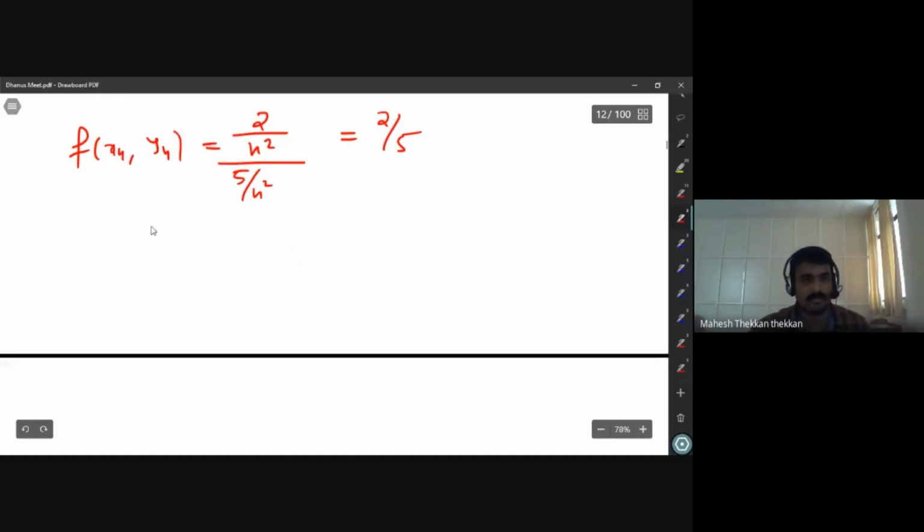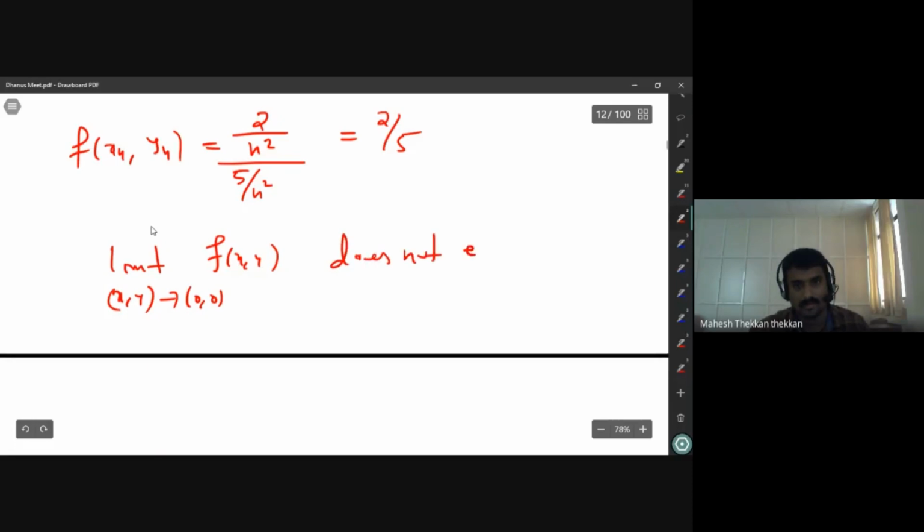So this means the limit of f of (x, y) as (x, y) tends to (0, 0) does not exist. Okay. This is the meaning.